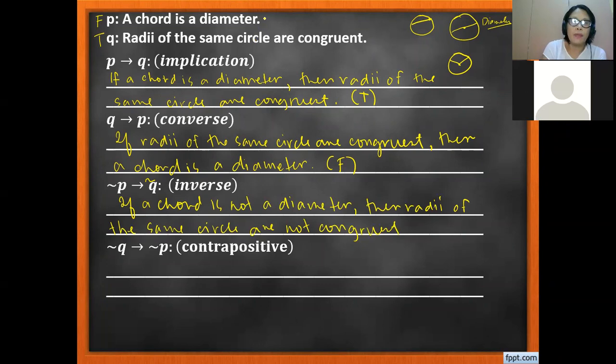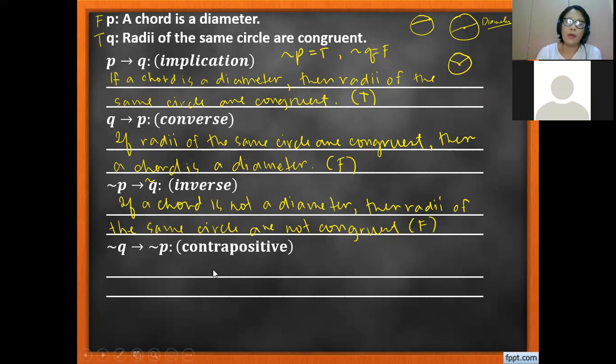So here, take note that negation of P is true, while negation of Q is false. Okay? So this is, if negation of P, then negation of Q. So we have TF. So this will now be a false statement.